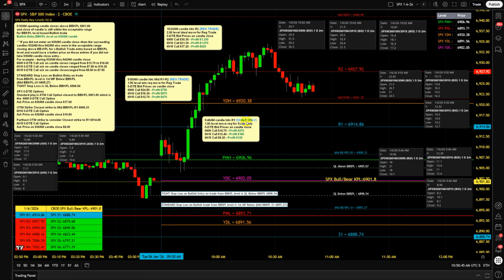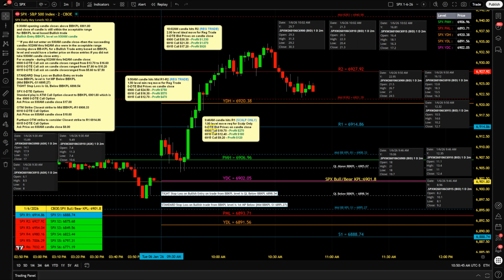So what do we mean by one level move in our favor? That is calculated by simply taking the level you're taking the trade off of, in this case the bull bear KPL. The direction of the trade is up since this is a bullish trade, and then one full level above that is the R1 level. So as you can see here at 9:46, we hit R1, so that is your one level minimum required move for a scalp only trade.